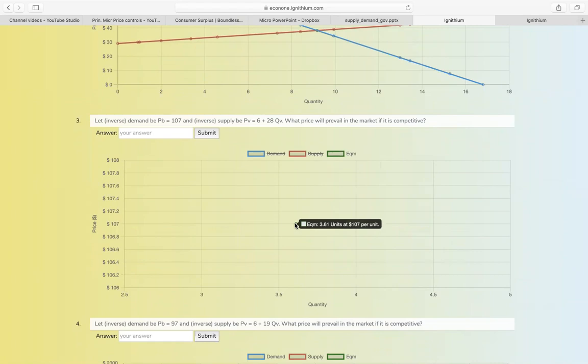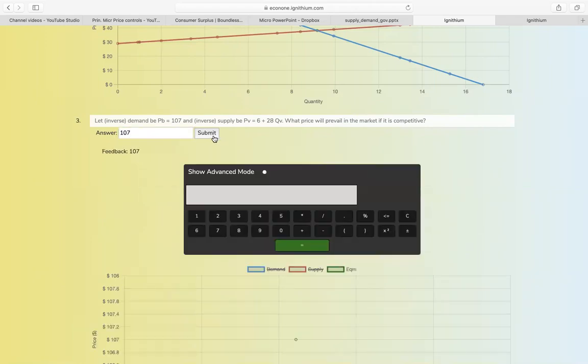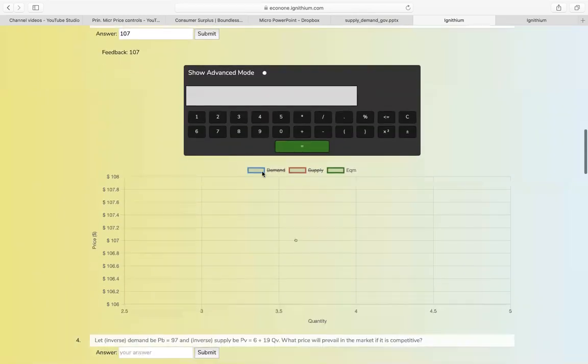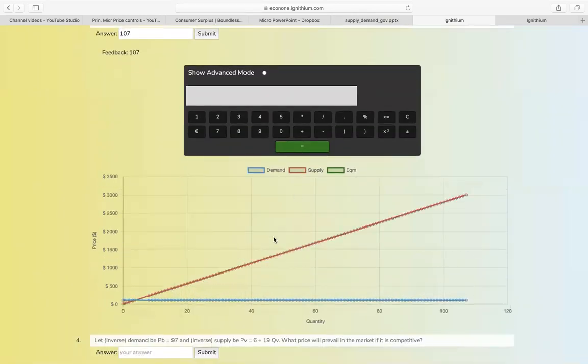So again, the equilibrium quantity is 3.61 units at a price of $107 per unit. So the $107 is the correct answer here, and you just get the feedback of 107. So that's good. I want to say something really quickly before we move on for this example, and it's kind of important later on.